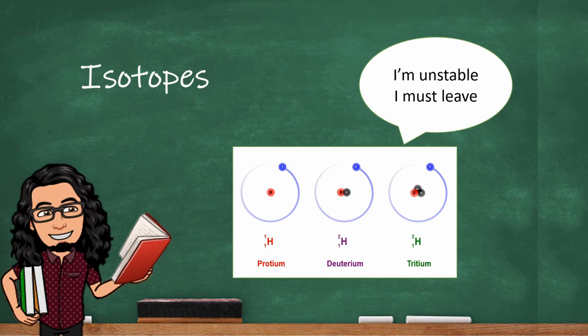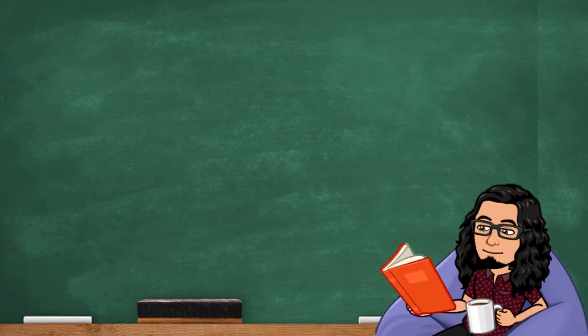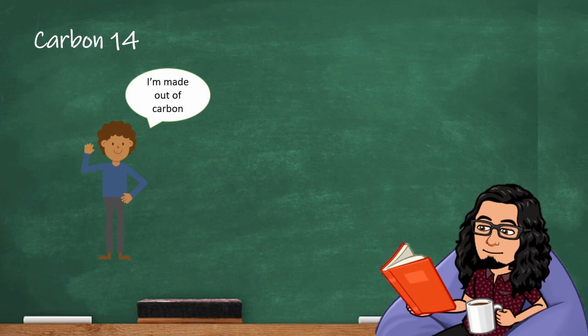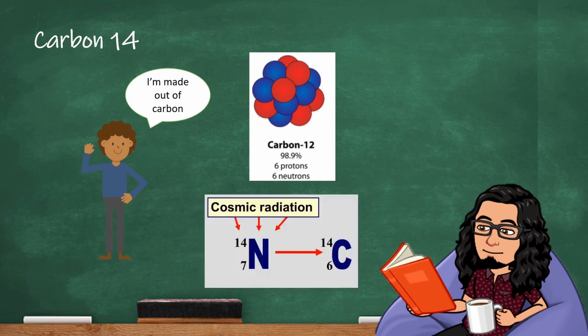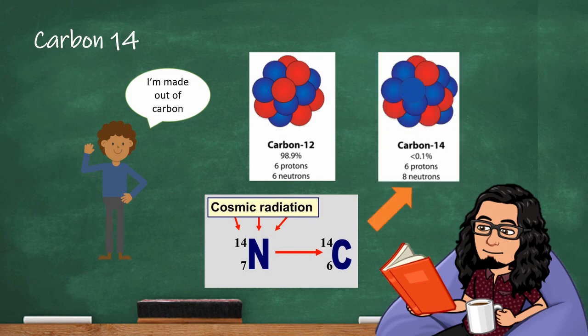To explain this further, let me use the example of carbon-14. Every living thing is made out of carbon, and there is more than just one form of this atom. Most carbon atoms have 6 protons and 6 neutrons, and we call it carbon-12. But sometimes in the atmosphere, cosmic rays hit nitrogen atoms, changing it to carbon-14 with 6 protons and 8 neutrons. But that's not it. Besides changing it, this also makes the isotope unstable.